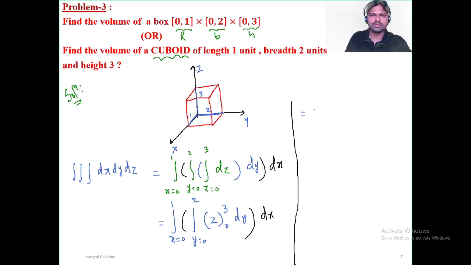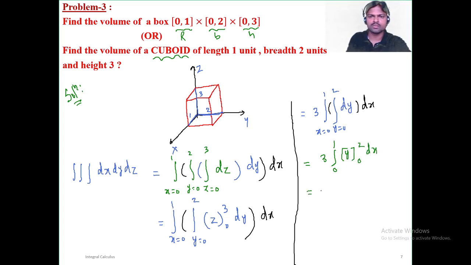Now let us evaluate this one. After substitution of limits, 3 will come. So 3 I am writing completely outside because it is a constant. Next with respect to y, y limits are from 0 to 2, and after that with respect to x from 0 to 1. So 3 into the single integration 0 to 1, and integration dy is just y, with y limits from 0 to 2, into dx. After that with respect to x we evaluate. After substitution of limits you get 3 into 2, 6, integration 0 to 1 and dx is left. Therefore overall you will get 6 cubic units.